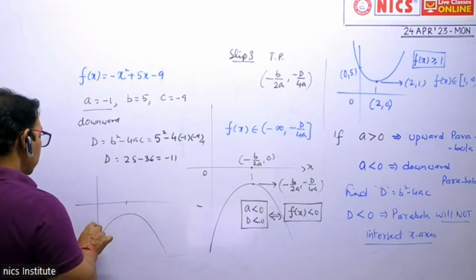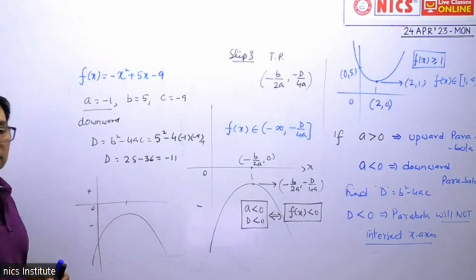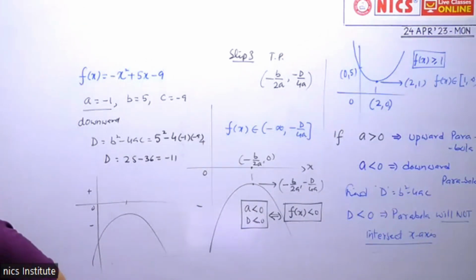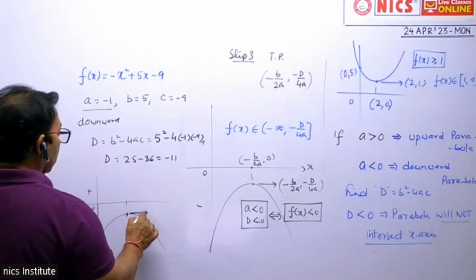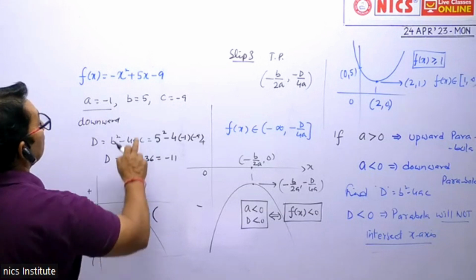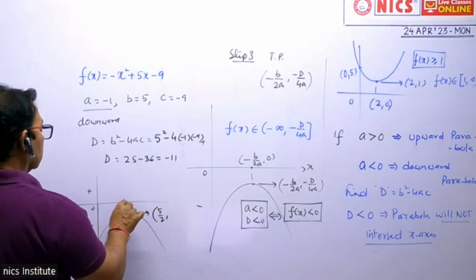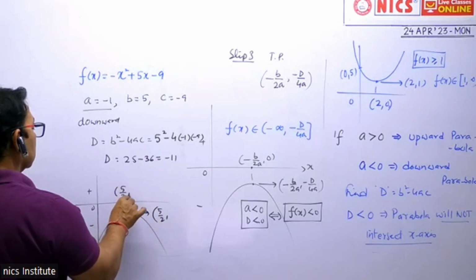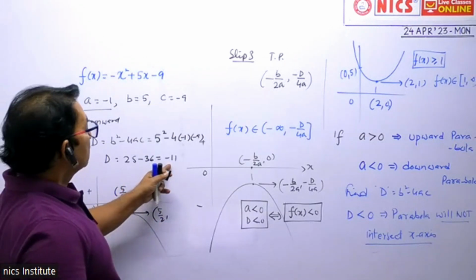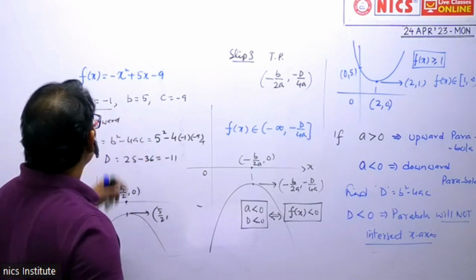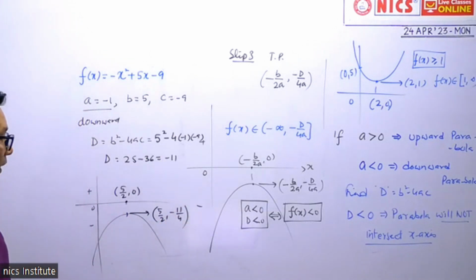Then you can find the turning point. What is the turning point? The turning point would be minus b by 2a. This is the turning point. So what is minus b by 2a? Minus 5 by 2a. So this is 5 by 2. This point is (5 by 2, 0). And what is the y coordinate? Minus d would be 11, 11 by 4a. Minus 11 by 4. Right? That is the turning point.